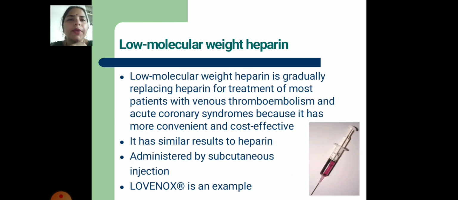Low molecular weight heparin. Low molecular weight heparin is gradually replacing heparin for treatment of most patients with venous thromboembolism and acute coronary syndromes because it is more convenient and cost effective. It has a similar result to heparin and is administered by subcutaneous injection. Levodopa is an example.